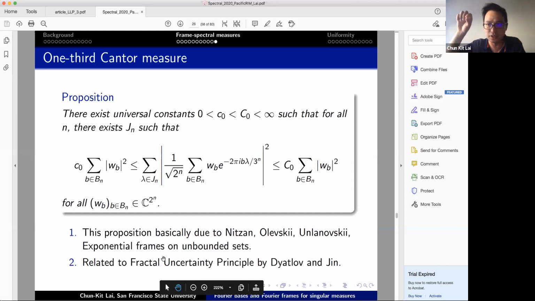The uncertainty exponent is maximized. You get to the maximum uncertainty exponent. And in their paper, they also found that if you have a Hadamard matrix, the uncertainty exponent is maximized. So that's another thing that is very related to the fractal uncertainty principle. So that's about the fractal measures results.